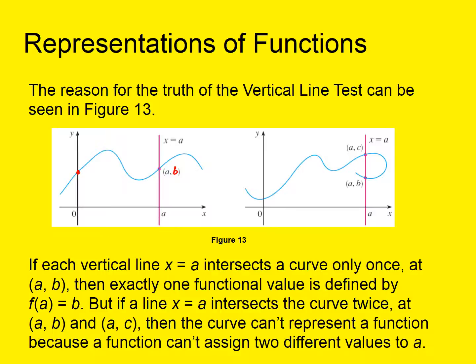But if a line x equals a intersects the curve twice, as happens over here on the right, then the curve can't represent a function because a function can't assign two different values to a. Remember, a function is a rule that assigns to each element x of the domain exactly one element f of x in the range. But here it's not exactly 1, it's 2, and so that relation is not a function.